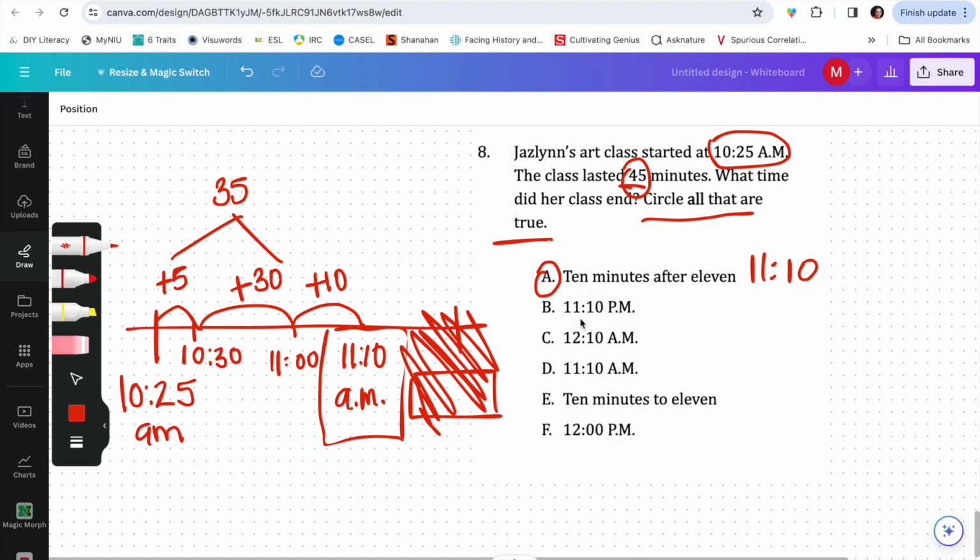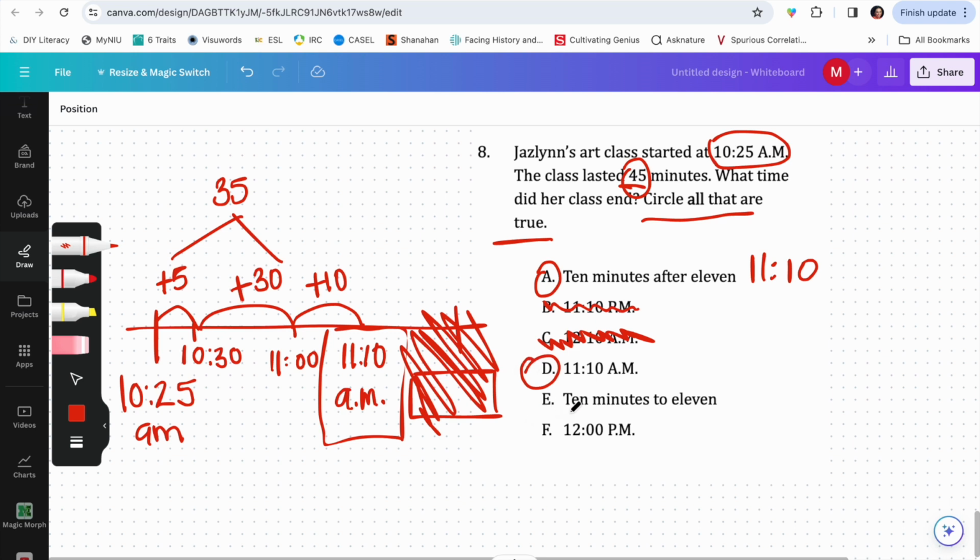That's totally correct. Let's look at B, 11:10 p.m. Is that the same as 11:10 a.m.? No. Let's cross that out. 12:10 a.m. Is that the same as 11:10 a.m.? You and I both know that's not true. D, 11:10 a.m. 11:10 a.m.